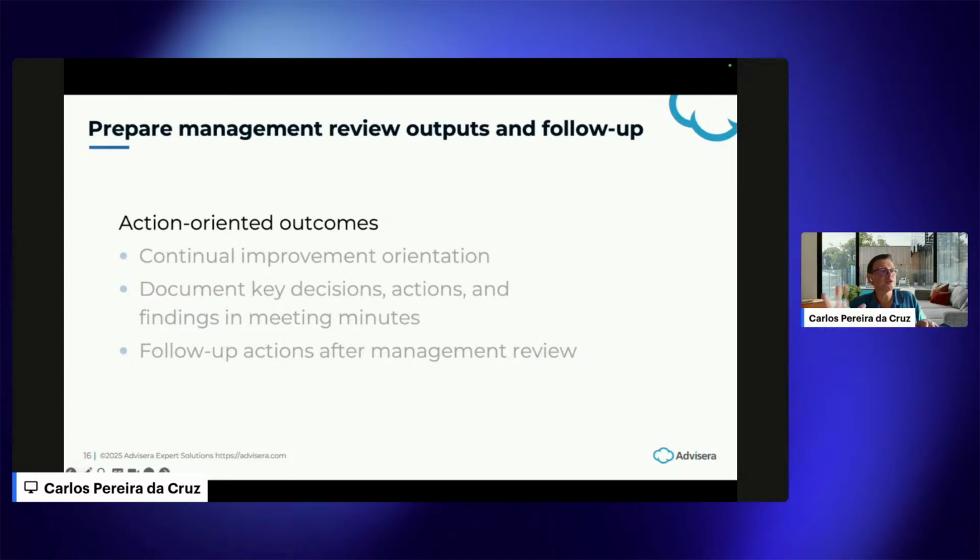Now prepare management review outputs and follow-up. So a good management review meeting focuses on identifying opportunities for improvement and learning from both successes and failures. So record the outputs of the management review meeting by documenting key decisions, actions, and findings in formal management review meeting minutes. These records should include a summary of discussions of the environmental management system's performance, compliance status, and any need for changes or improvement.